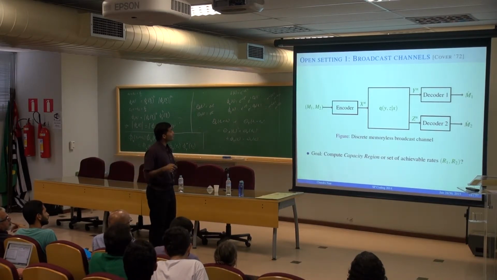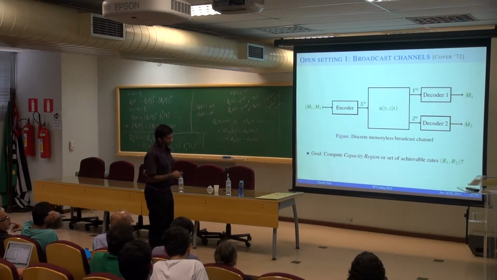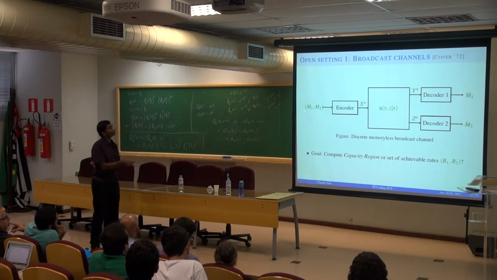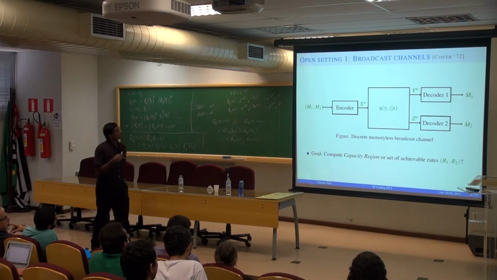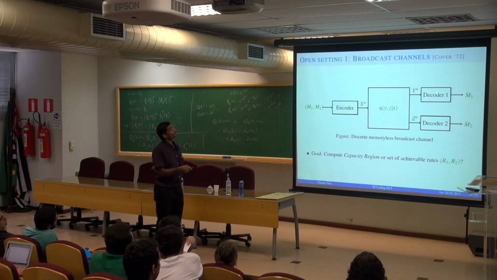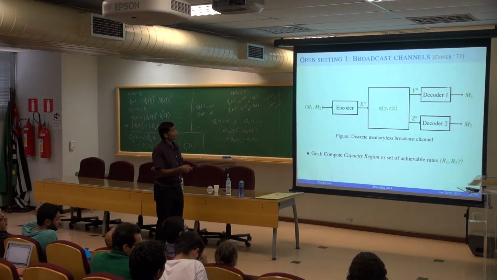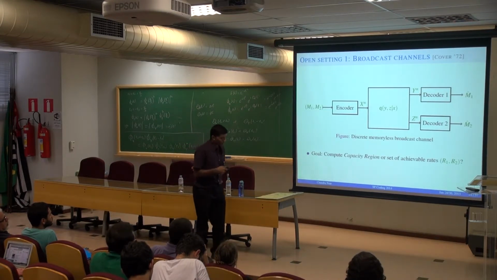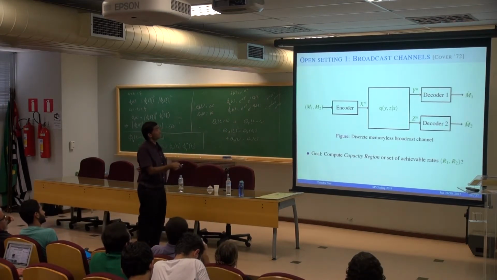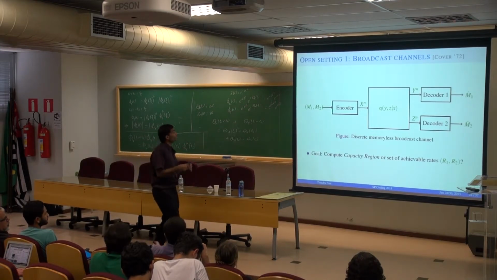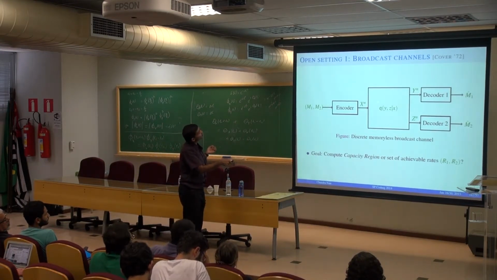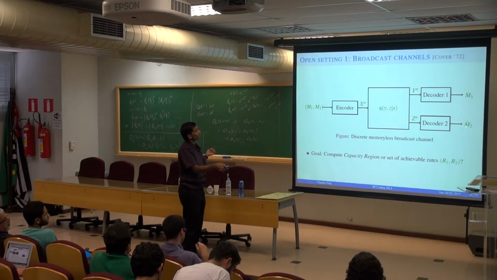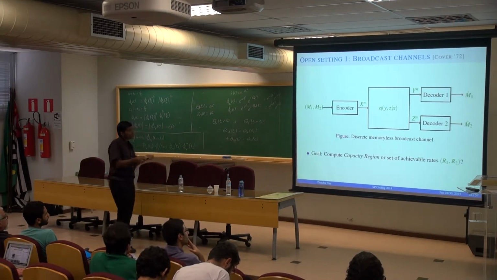A broadcast channel is a channel where you have a sender who has access to two pieces of information, let me call them M1 and M2. He wants to transmit M1 to a receiver, decoder 1, and he wants to transmit M2 to decoder 2. I'm going to generalize it later. So what does he want to do? He wants to encode these messages into a sequence X^n, using some error correction scheme, so that when each receiver hears a noisy version of it, he or she decodes an estimate M1 hat, and M2 hat respectively, so that the probability of error is small.